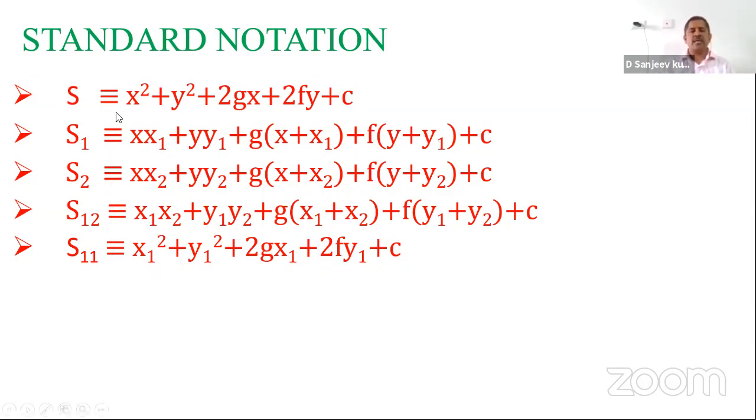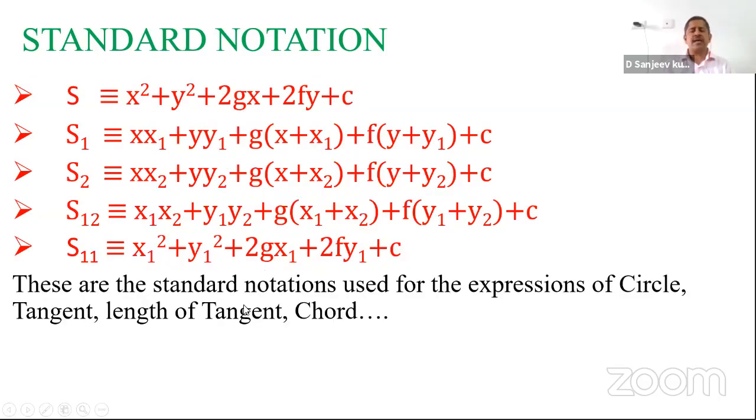So what is S? Expression S is nothing but x square plus y square plus 2gx plus 2fy plus c. What is S1? x x1 plus y y1 plus g into (x plus x1) plus f into (y plus y1) plus c. And what is S11? It is x1 square plus y1 square plus 2g x1 plus 2f y1 plus c. Just compare the first expression and the last expression: you replace x with x1 and y with y1 everywhere. These are the standard notations used in expressing circles, tangents, lengths of tangents, chords, and many more.